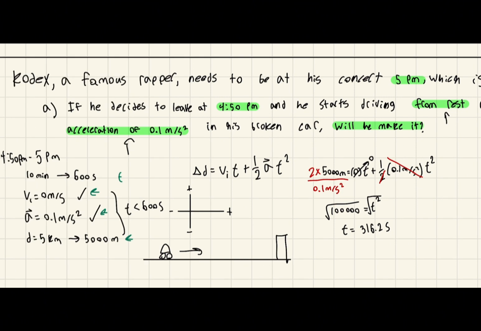So what have we deemed here? We have now realized that it's going to take Codex 316 seconds to get to his concert. And we know that he has a total of 600 seconds to get there. And so we can write, since 316.2 is less than 600, he will indeed make his concert.